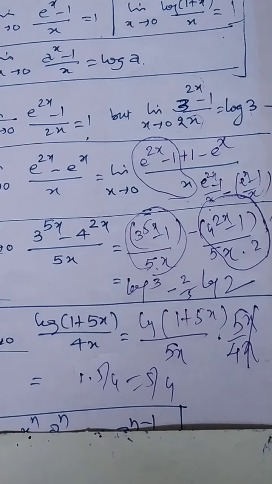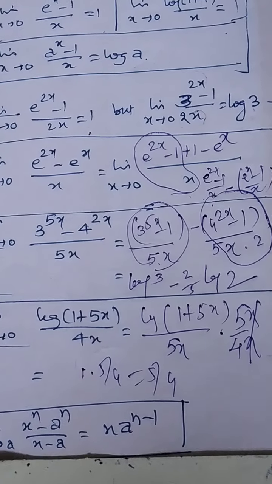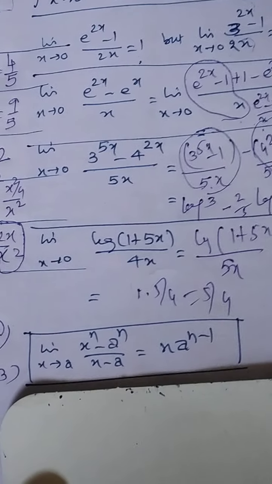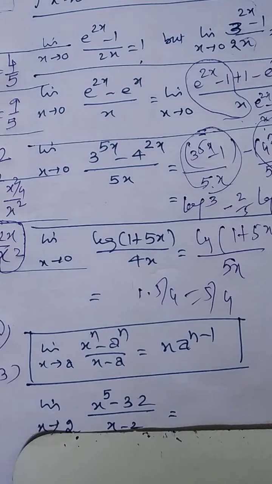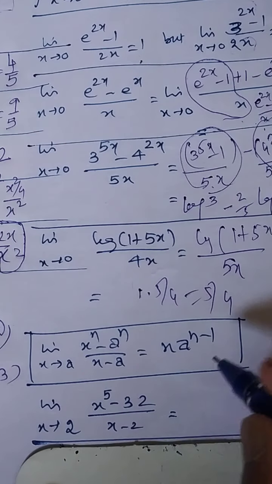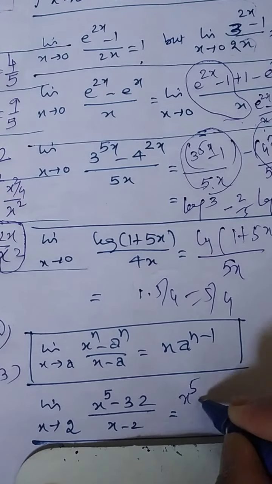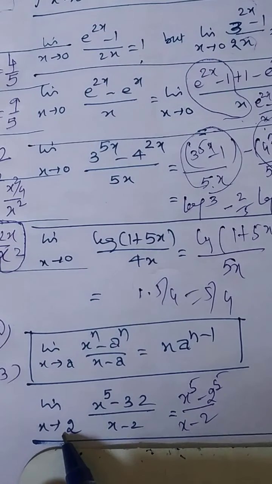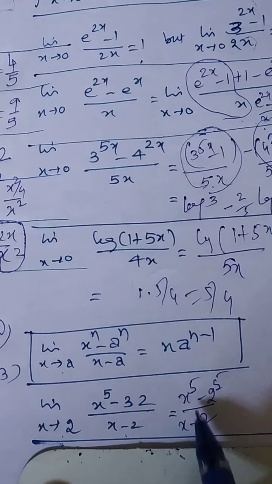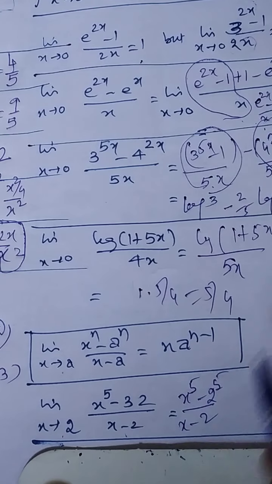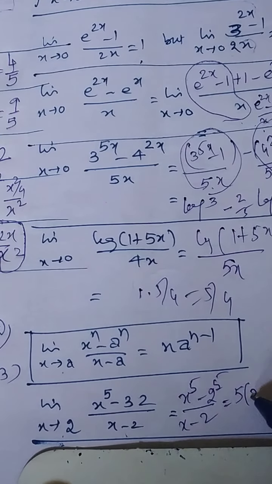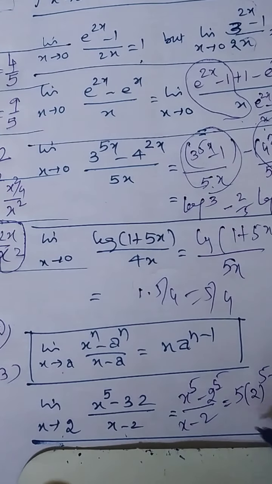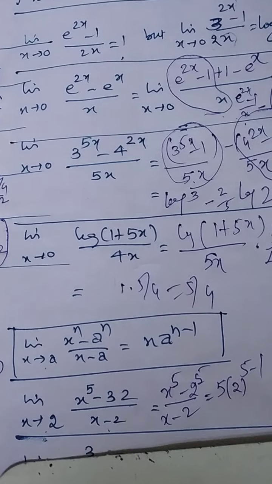So you should be comfortable with all types. This is one more remark which you are aware of. Now, what will be the answer? Try to identify the pattern. It will be x raised to power 5 minus 2 raised to power 5 upon x minus 2. A becomes, look here, A becomes 2 and n becomes 5. So your answer will be 5 into 2 raised to power 5 minus 1. You simplify, you will get the answer.